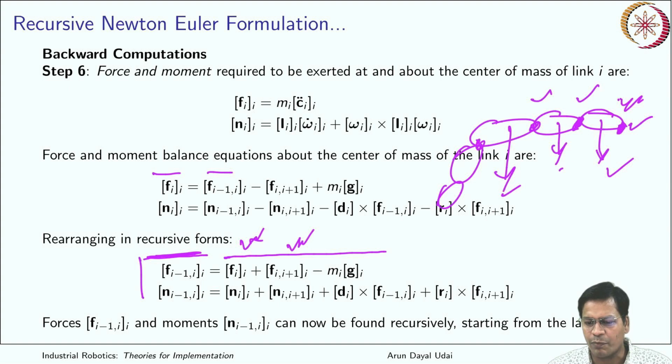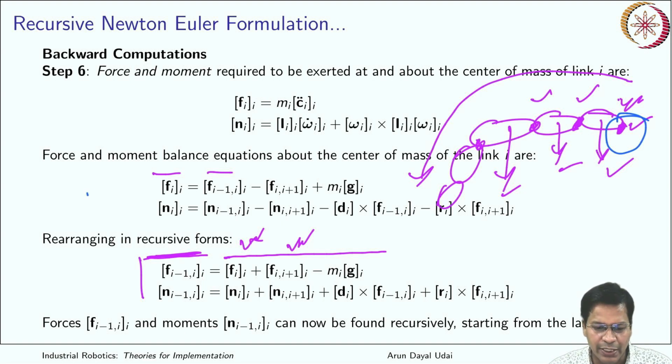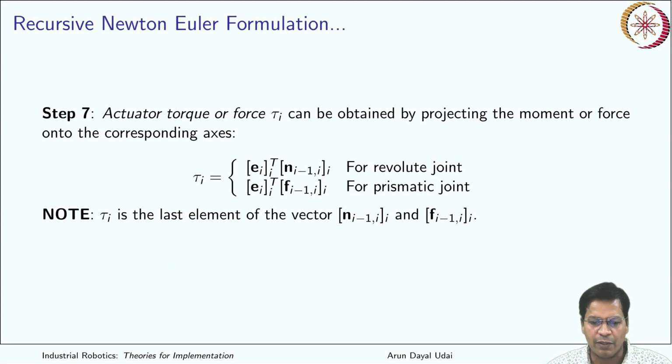Not just the gravity component, there are other components also that will come. So that is what is contributing to this. So finally you are calculating in the backward manner because you know everything at the end frame. So that is why you are moving backward. I have rearranged the same force and moment balance equation in this manner. Now you know most of the terms, so backward way.